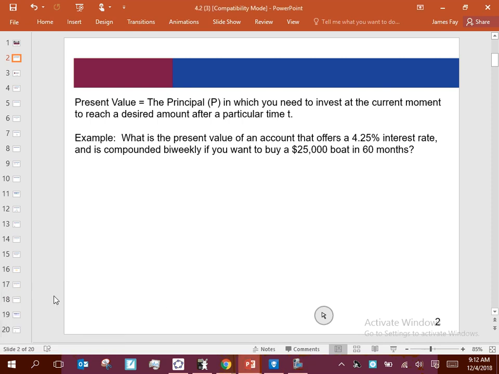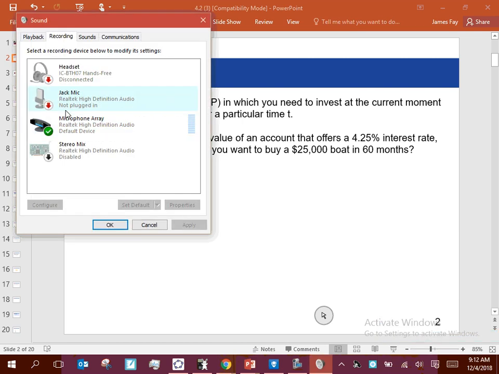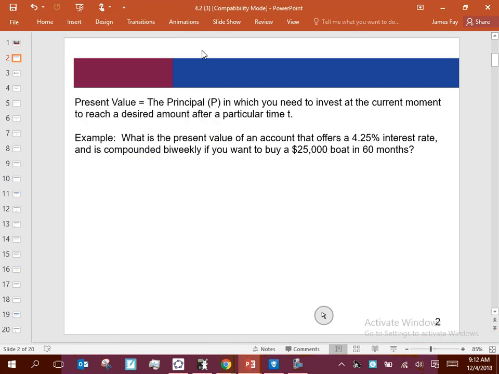Compound interest is a concept that is going to filter into the next several sections. When we look at our compound interest formula that we talked about yesterday, we worked through the proof of this formula.